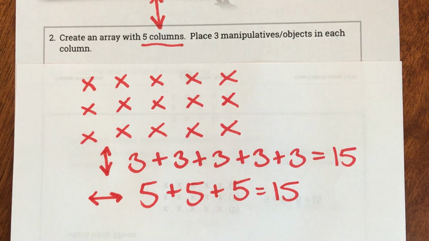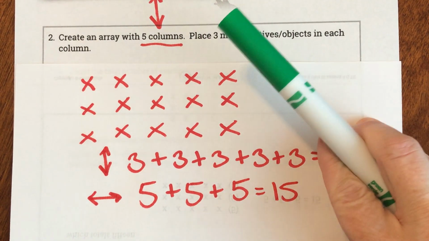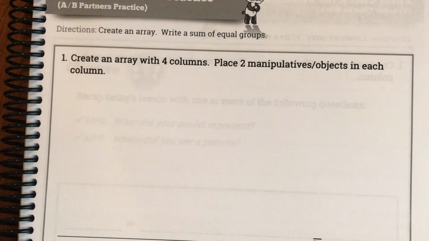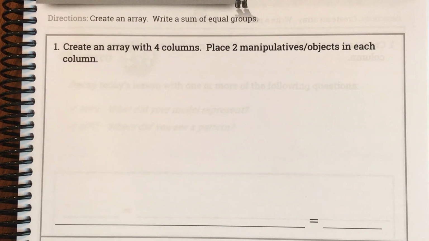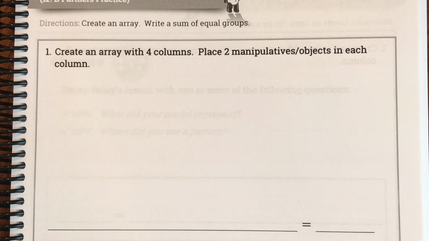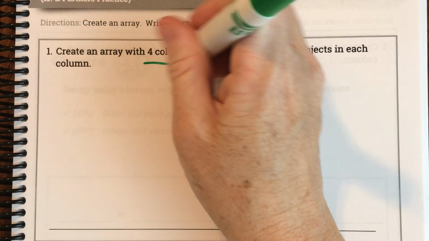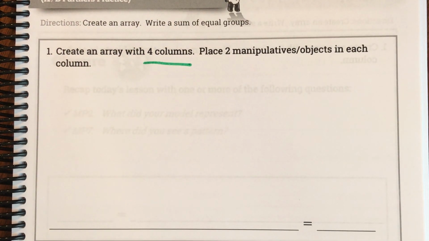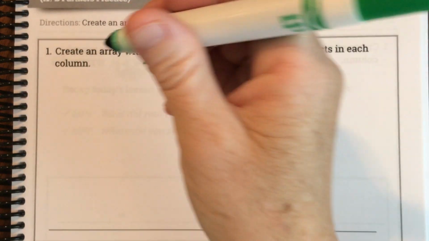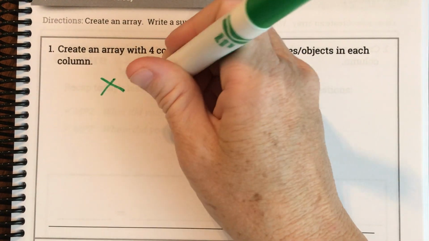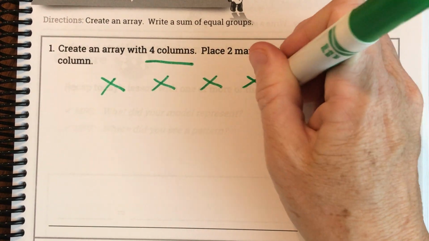Okay, boys and girls, I'm going to pick up my green pen, so if you want to grab your pencil, let's do some together on page 66. So on page 66, please join me. Okay, we're going to create an array with 4 columns, and they want us to place 2 manipulative objects in each column. Okay, so we're going to have 1, 2, 3, 4 columns.